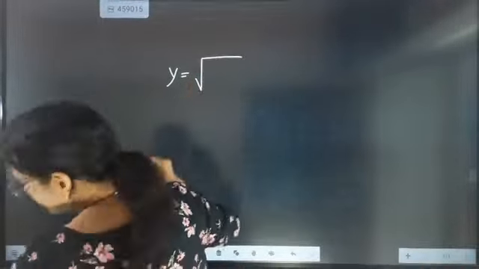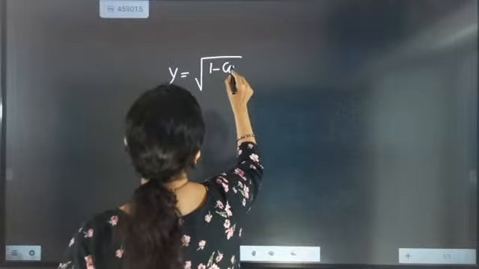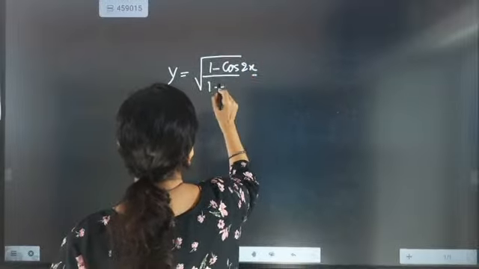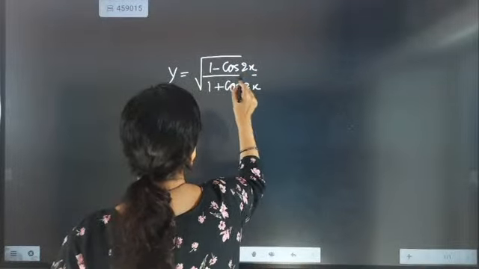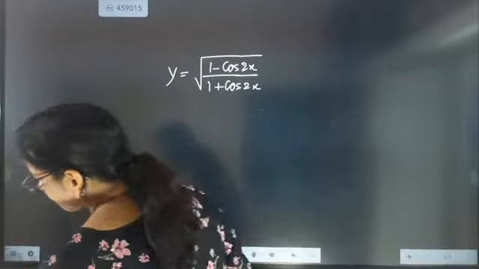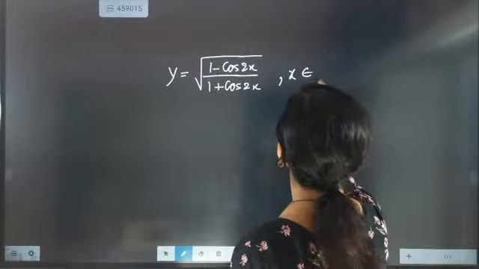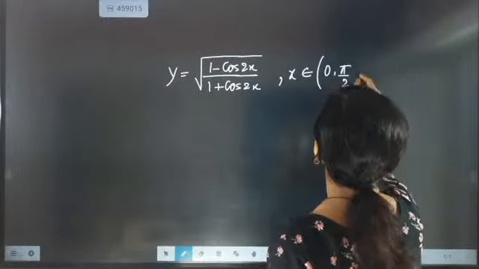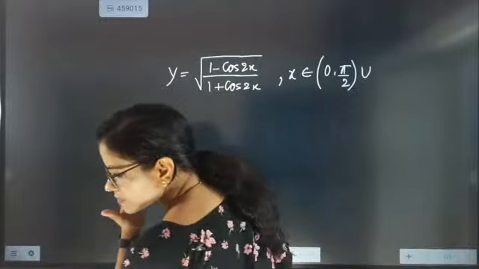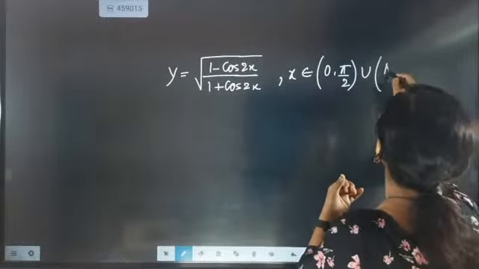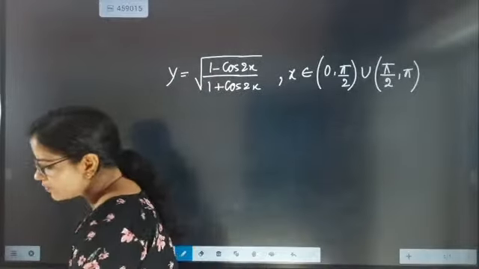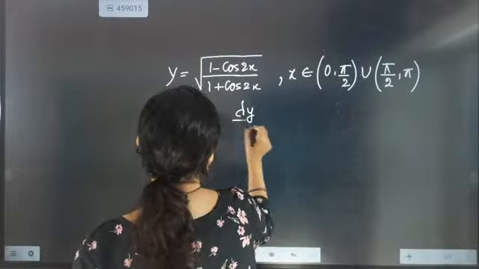So one question is given to you, y will be equal to root under 1 minus cos 2x, divided by 1 plus cos 2x, where x belongs to 0 to pi by 2 union pi by 2 to pi. You have to find dy by dx.